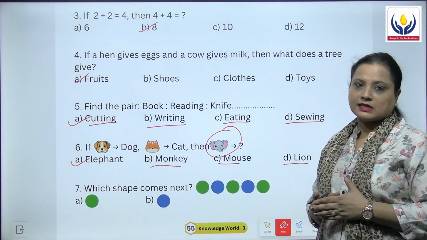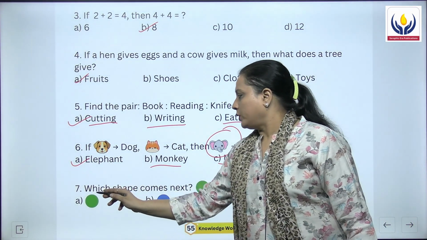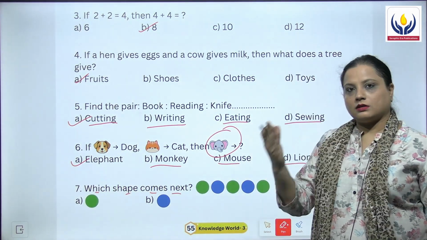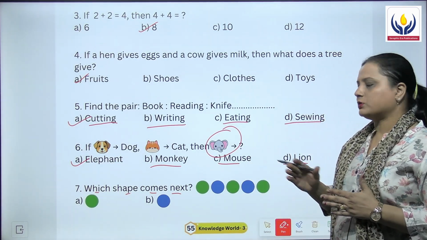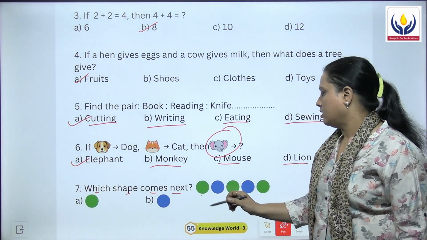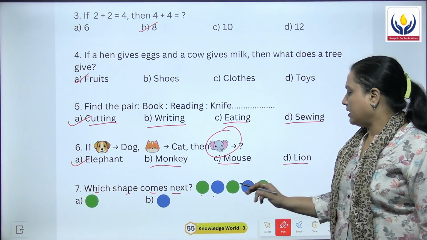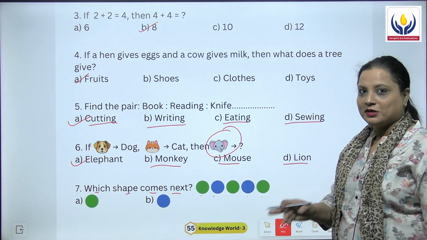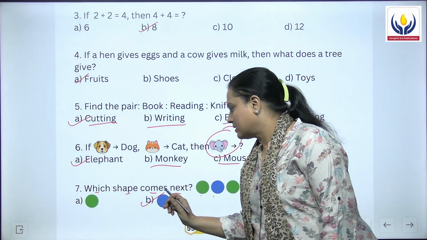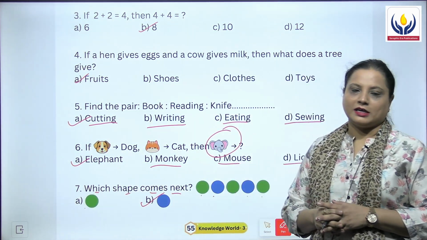Then next, seventh question is, which shape comes next? Which shape will come next? Let's observe carefully. First is the green, then we have the blue, then green, then blue, then green, and the next is blue. So your answer is B, not A.